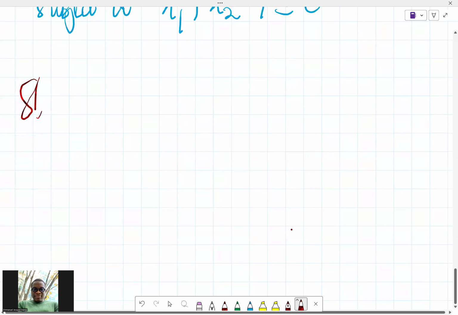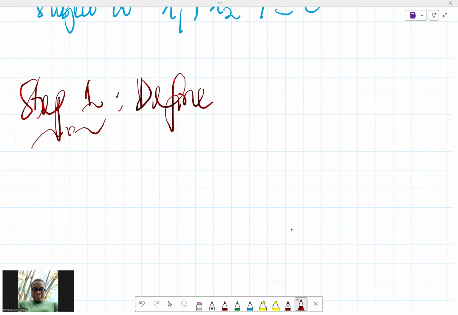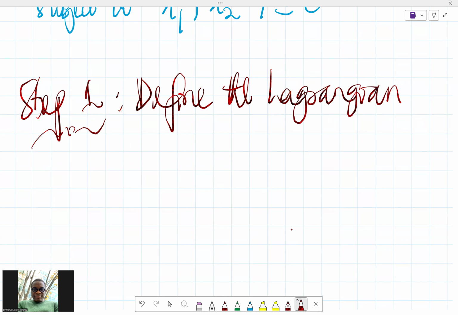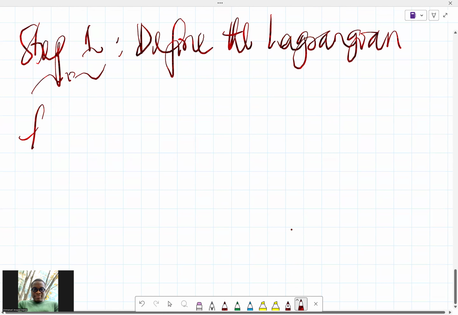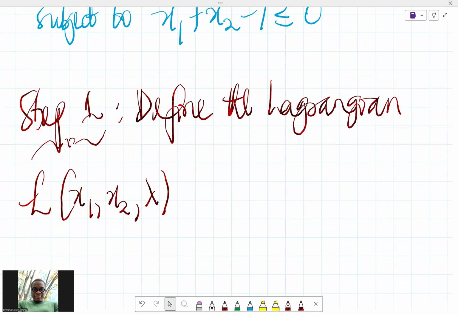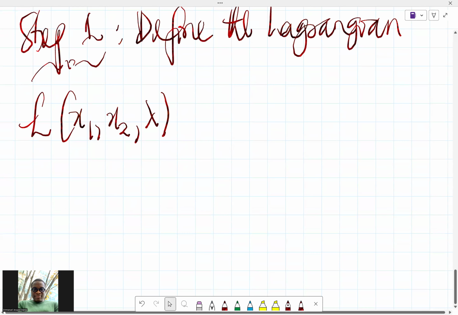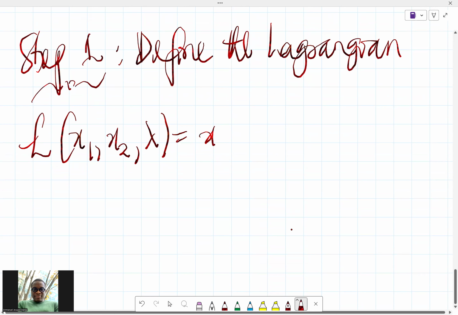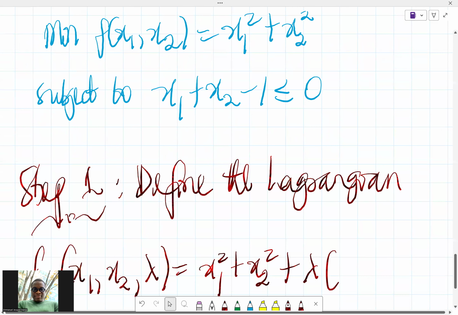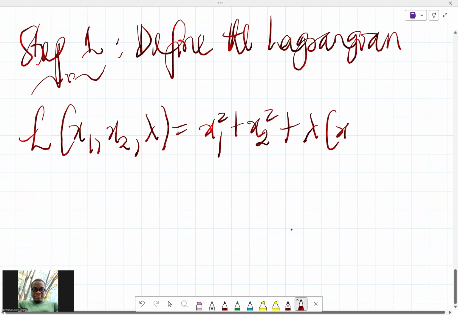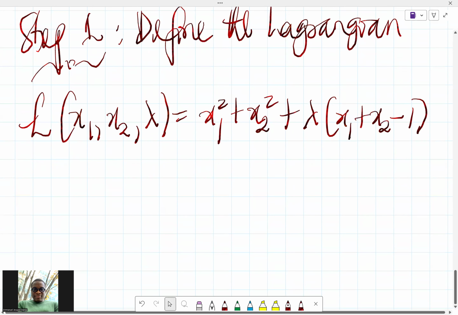In dealing with this, the first step is to define the Lagrangian. In this case, we have an inequality constraint, so we are going to be talking about lambda. So we have L of x1, x2, lambda. If it was an equality constraint, we would use mu. So this is equal to x1 squared plus x2 squared plus lambda times the constraint, which is x1 plus x2 minus 1. That is the Lagrangian right there.